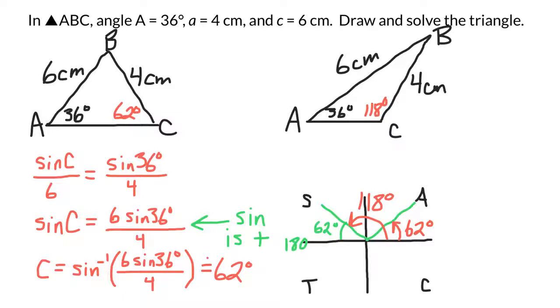Because we only knew a side and an uncontained angle, and this side was less than this side, we know we had an ambiguous case. If you were to go ahead and solve this triangle, you would have to deal with both triangles separately. So deal with the acute triangle, solve for this angle, and solve for this side, and then separately deal with the obtuse triangle, solve for this angle, and solve for this side.